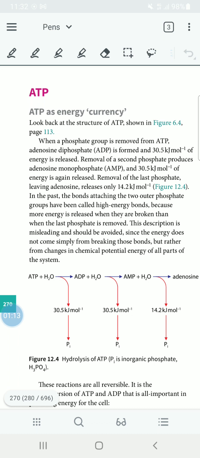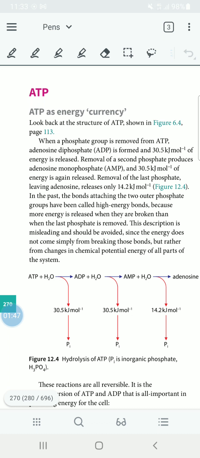Now in figure 6.4 on page 113 you will see the structure of ATP, which you will have to have a good look at. Pause the video, have a look at it and come back to discuss further about ATP. So now I hope that you have taken a good look at the structure of ATP. It is quite important for you to know the structure of ATP because that is going to help you understand the chemistry inside the ATP.